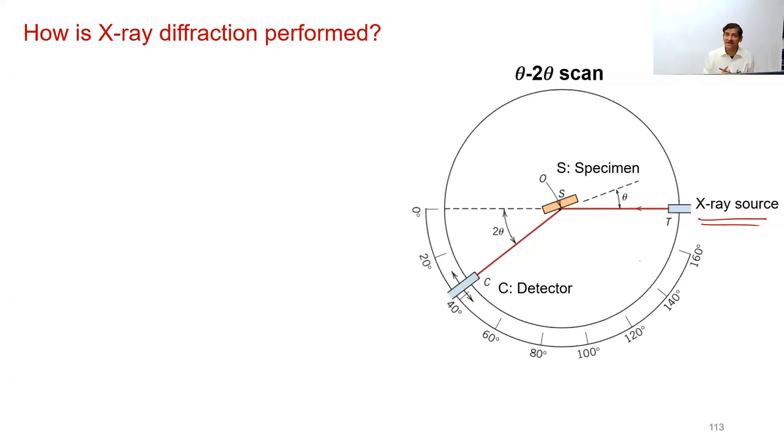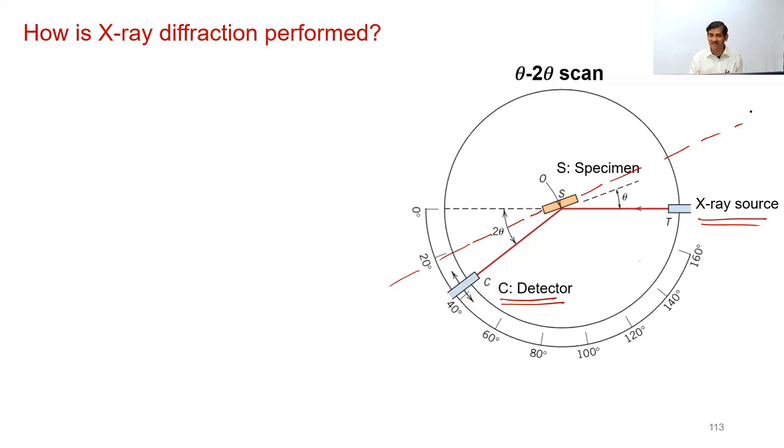What we do is maintain a particular geometry such that the angle made by the incoming beam with the specimen surface, theta, is also the angle made by the diffracted beam. Let me explain it first. We put another detector. C is the detector, and this is the X-ray source. This is the specimen, and we align everything in such a way that if this is the plane of the specimen, by that I mean the external flat surface. Specimens do need to be flat in order to do X-ray diffraction.